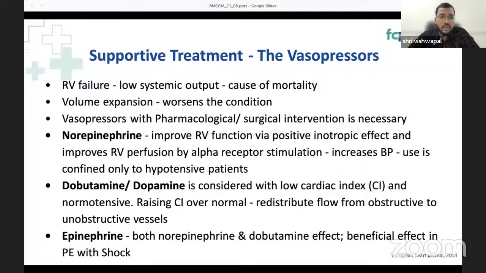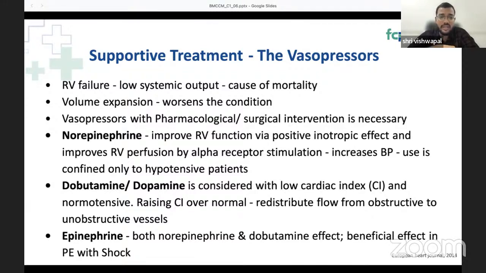And the supportive treatment. Supportive treatment includes vasopressors. When the patient's RV fails, automatically we know that cardiac output decreases, and when cardiac output decreases, we can lose the patient because of hypotension. In such cases, we can't load the patient with volume expansion. Once the volume is expanded, venous return, that is preload, will increase, and when the preload increases, it leads to even more dilation of the RV, and this can even worsen the condition.